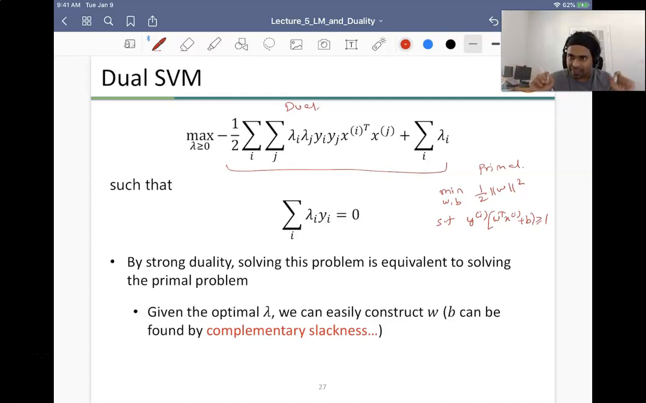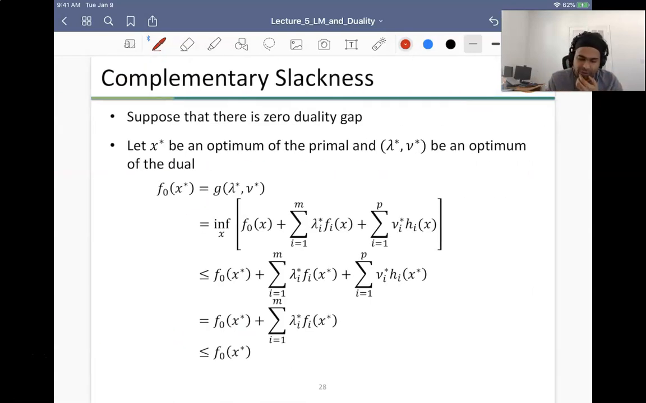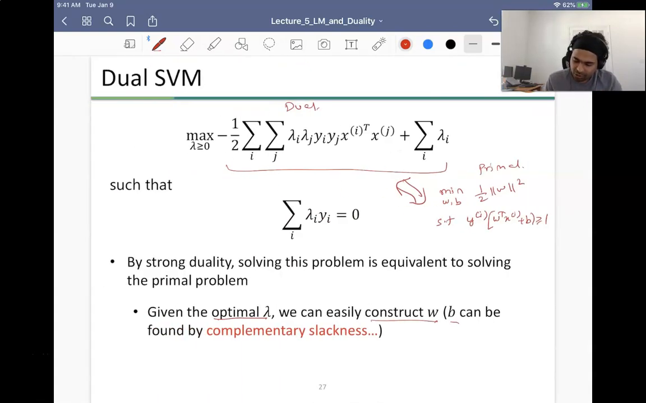All right, so the question now is: I can solve this optimization problem, which is my dual problem. From strong duality, Slater's condition basically, we know that both problems are equivalent. But the question is, given an optimal lambda, how can we construct a w and a b? It turns out that w can be found easily, but to construct b, we need to use the notion of complementary slackness. Because we have zero duality gap, I'll actually come to how we can construct w.